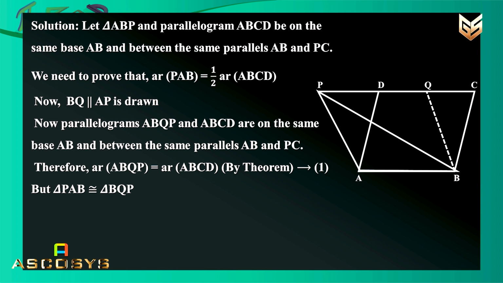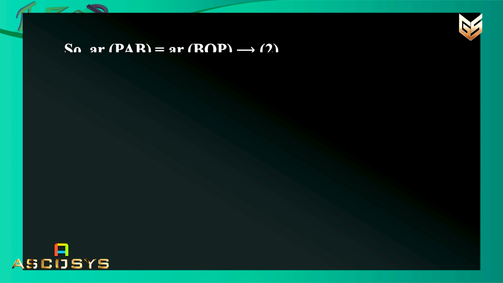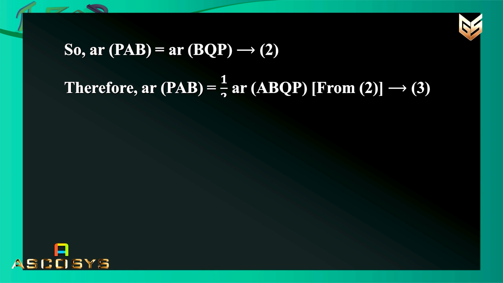Then we have triangle PAB is congruent to triangle BQP. Why? Because diagonal PB divides parallelogram ABQP into two congruent triangles. So, area of PAB is equal to area of BQP. Let it be equation number 2. So, we have area of PAB is equal to half of the area of ABQP. Let it be equation number 3.